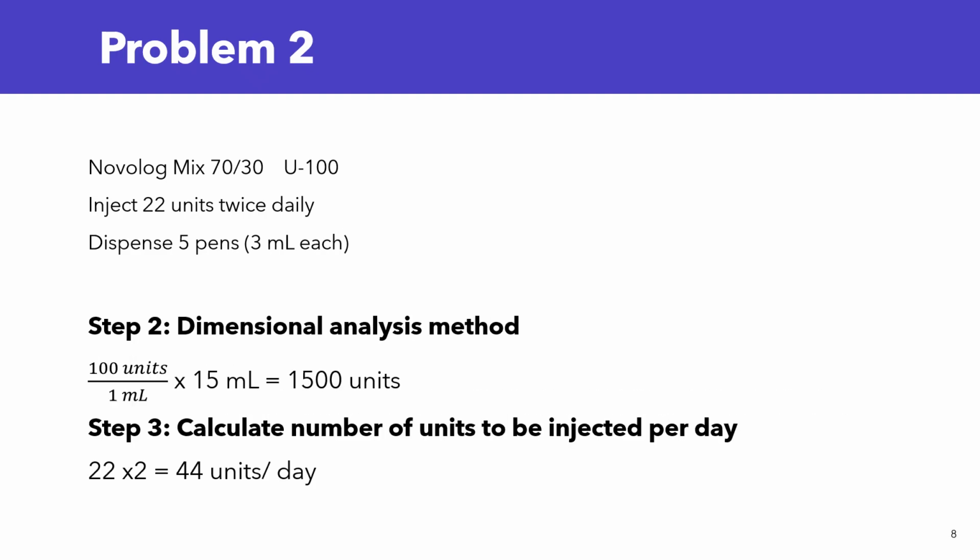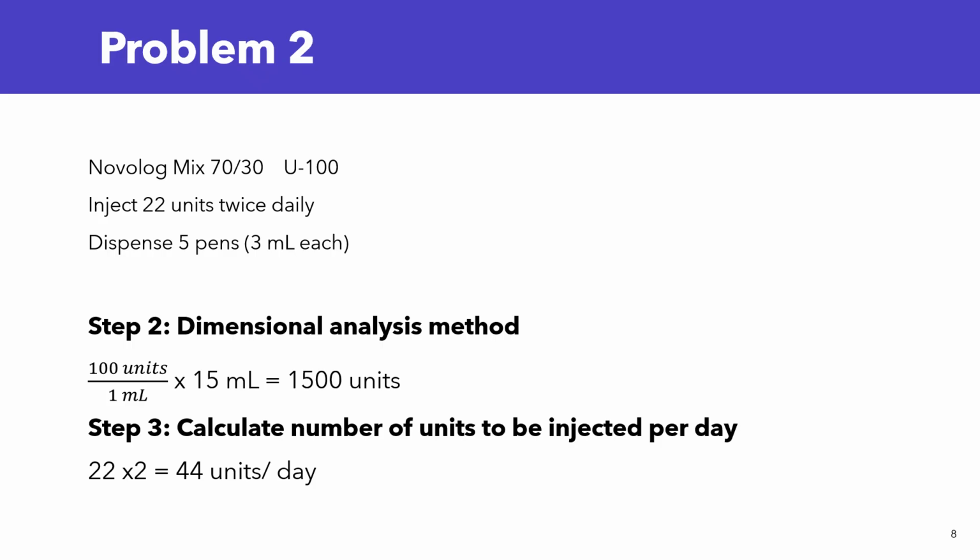You could also use dimensional analysis. If you choose to use dimensional analysis, it's going to be 100 units over 1 ml times 15 ml. The mLs cancel out and you have 100 times 15, that's 1500 units. So same answer as the ratio and proportion method. Now that we have that, we can calculate the number of units to be injected per day. That's the only thing we're missing.